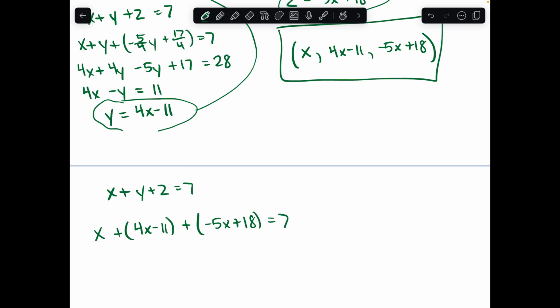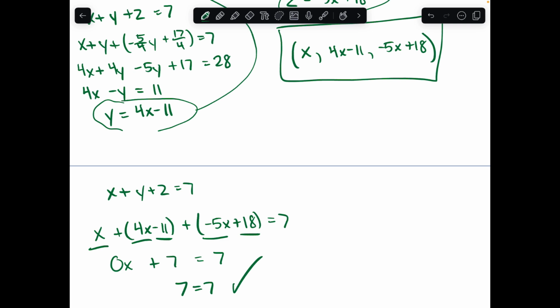So let's go ahead and combine terms. So we have x plus 4x minus 5x. Well, that's going to be 5x minus 5x. So we're going to have 0x. And then we have negative 11 plus 18. Well, negative 11 plus 18 is going to be positive 7. And so we get 7 is equal to 7. It's a true statement. If we do that with the other equations, we'll see that we get the same thing. So this really is the answer to our system of equations.